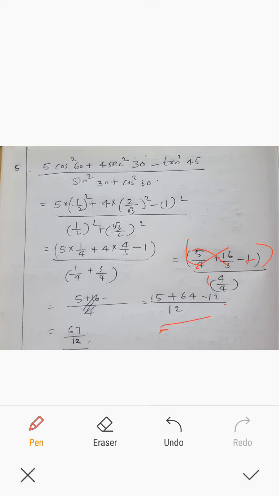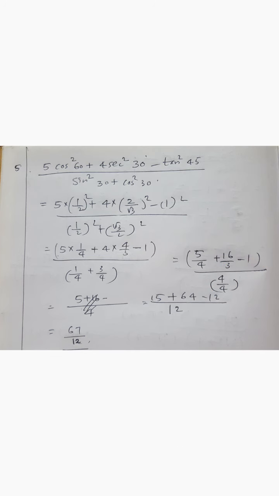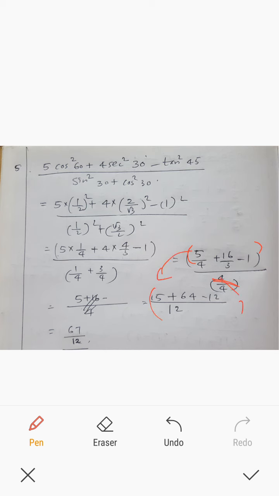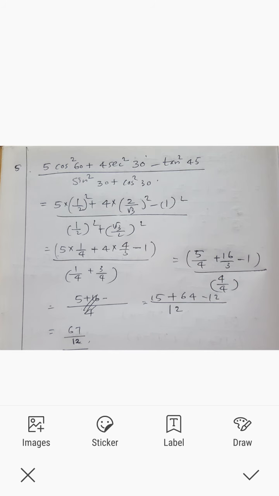This is already removed. 4 by 4 is 1. Means now we are simplifying this only. This term is removed, so this is the numerator, written here. So 15 plus 64 minus 12 equal to 67 divided by 12.